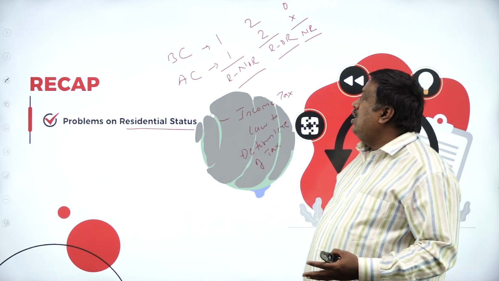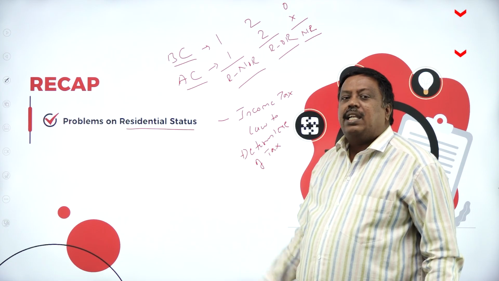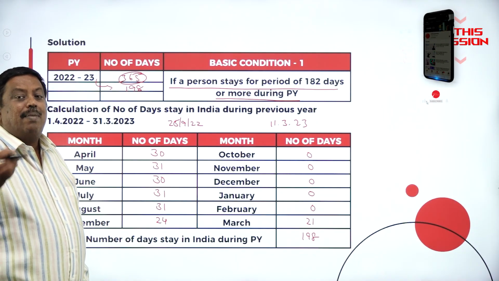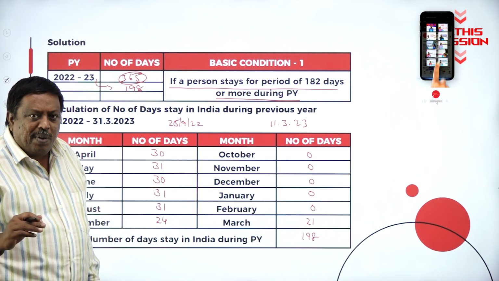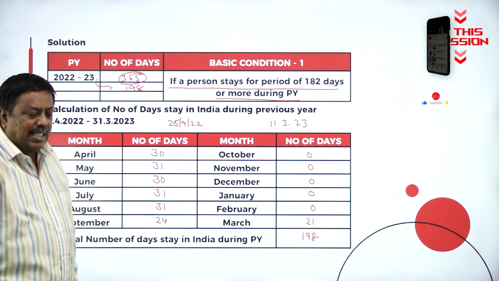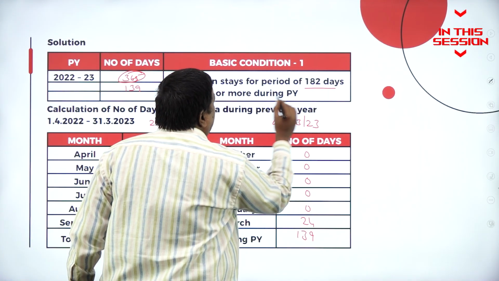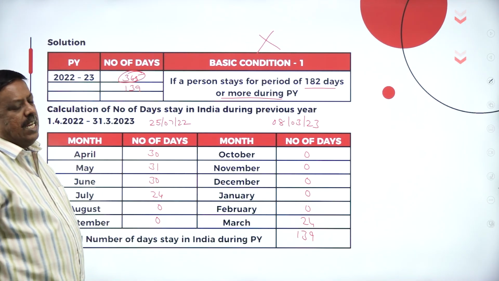The status here, we should know what are the basic conditions we have and what are the additional conditions we have here. What is my first basic condition? My stay in India during previous year, it should be 182 days or more. So I have not satisfied my first basic condition.